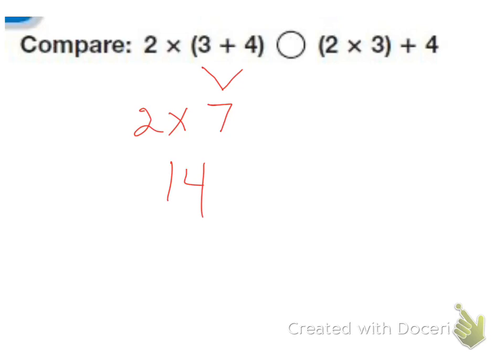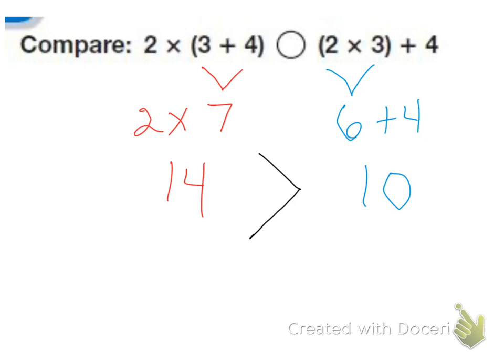On the left side, we have 2 times 3 first. So 2 times 3 is 6. And then we add 4. And 6 plus 4 is 10. So 14 is greater than 10.